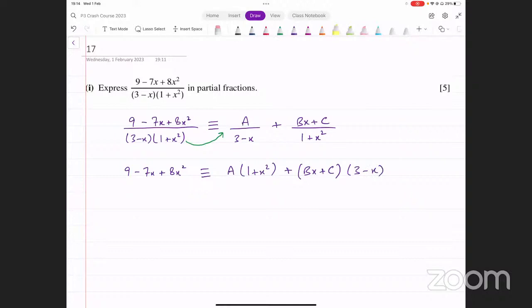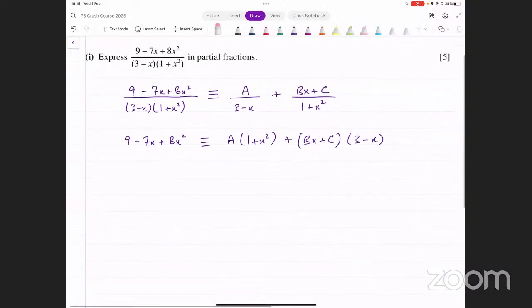Please make sure that you use brackets with this Bx plus C. This whole thing is in brackets. All of this is being multiplied with 3 minus x. Okay, if you don't use brackets here and just write it like this, Bx plus C into this, that's wrong, because that means only C is multiplying and that's not what is happening. Okay, so you should be using brackets here properly. So it's Bx plus C in brackets multiplied by 3 minus x. Okay, so this is what we get.